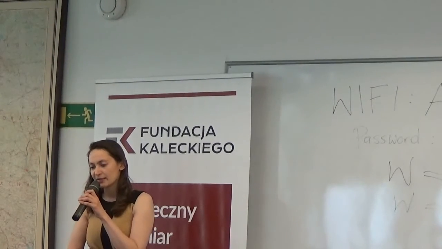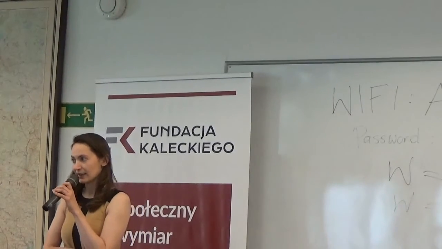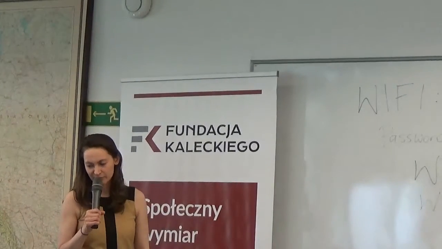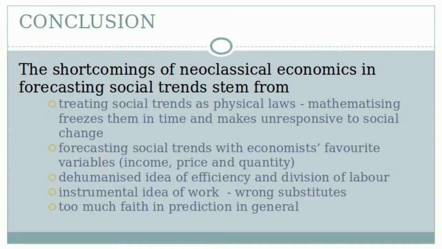Then we have a very dehumanized idea of efficiency and division of labor, saying that it's the most efficient if women take care of the home and men of something else. We see that it's not working. And it's clearly linked to the next one, which is the instrumental idea of work. That work is not just for money, and if we don't get this idea, we will keep providing wrong substitutes for work. And the fifth one, the meta one, I want to leave you with, is the general question: don't we all have too much faith in social predictions?